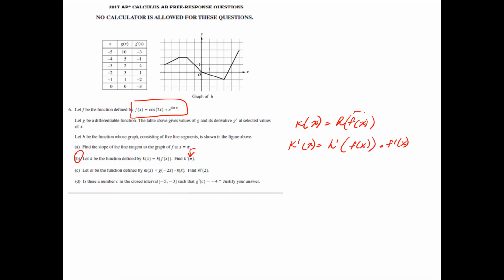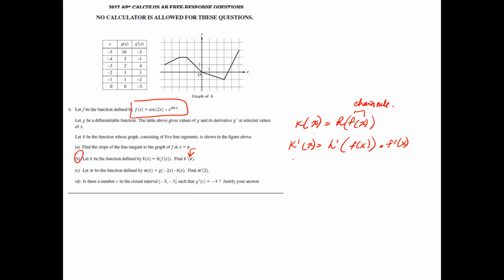All right, let's take a look at B. So let k be the function defined by k of x equals h of f of x. Find k prime of pi. So it's given to you that this is the equation. So you know that k of x is equal to h of f of x. So if I find the k prime of x, because you're going to do k prime of pi, k prime of x is going to give you h prime f of x times f prime of x, because it is the chain rule.